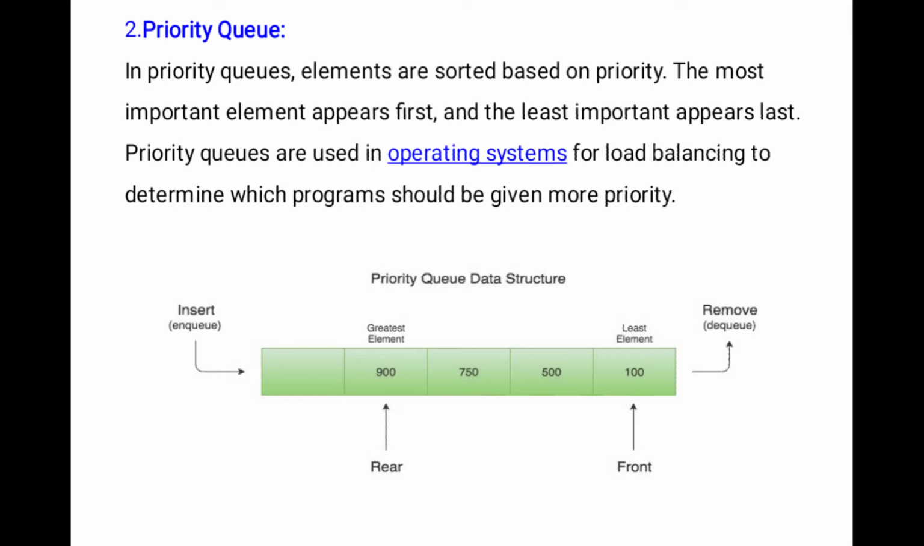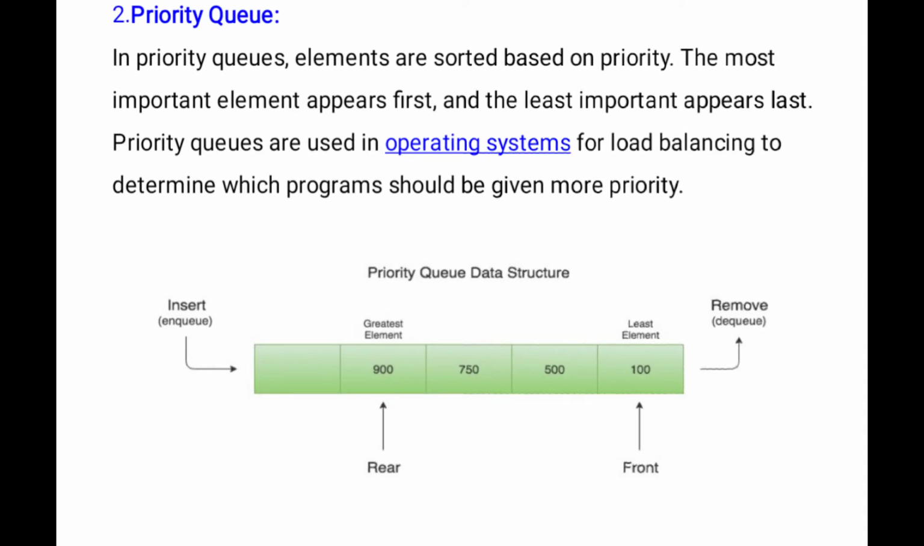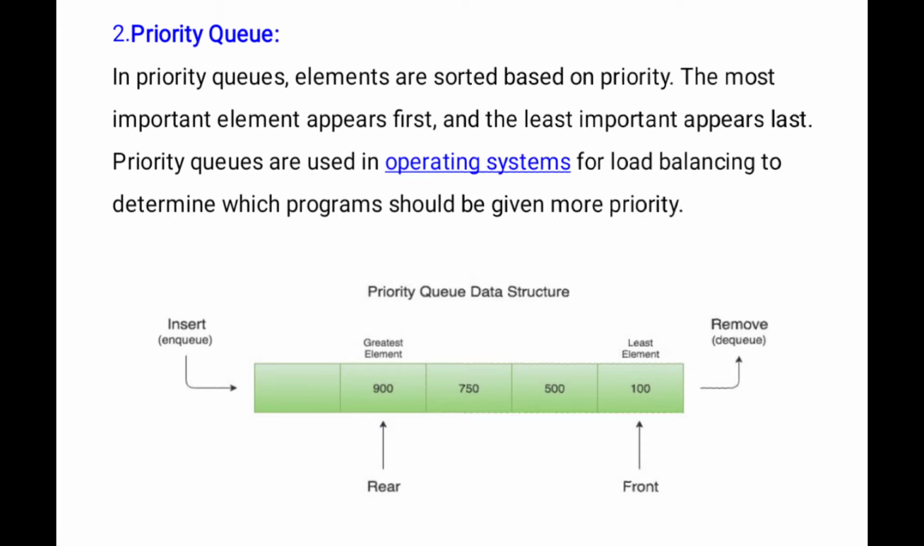Next, here is the diagram of a queue. Both ends are there, that means the front end and the rear end. This is the front end, and this is the rear end, that means the back end. So what elements are arranged here? 100, 500, 750 and 900. These are the elements arranged based on priority.